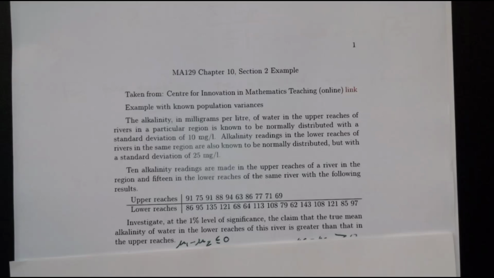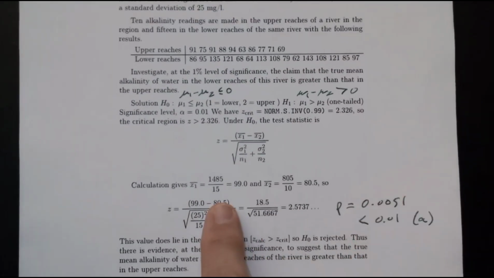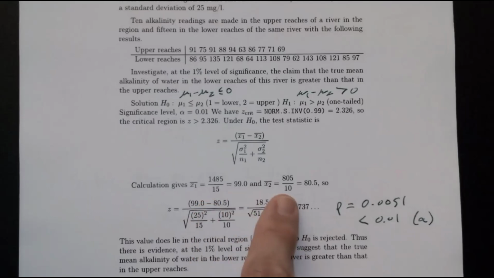So I know both standard deviations. I don't know where they got this from. But notice they did some readings in the upper level, some readings at the lower level, and now we want to compare: is the alkalinity of the water in the lower greater than the alkalinity in the upper? If I let upper be group 1 and lower be group 2, I'm asking if the average went down. So that's my null hypothesis. And then I can do exactly the test we want. Average 1, average 2, standard deviation 1, standard deviation 2.